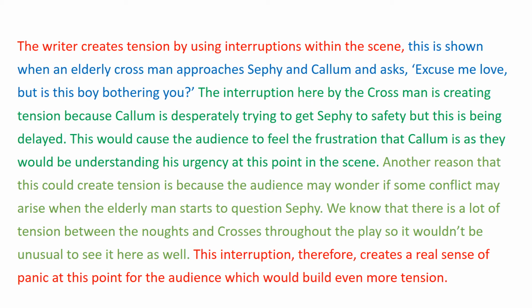The writer creates tension by using interruptions within the scene. This is shown when an elderly cross man approaches Seffi and Callum and asks, "Excuse me, love, but is this boy bothering you?" The interruption here by the cross man is creating tension because Callum is desperately trying to get Seffi to safety, but this is being delayed. This would cause the audience to feel the frustration that Callum is, as they would be understanding his urgency at this point in the scene. Another reason that this could create tension is because the audience may wonder if some conflict may arise when the elderly man starts to question Seffi.